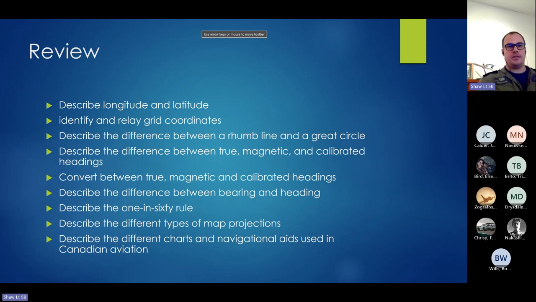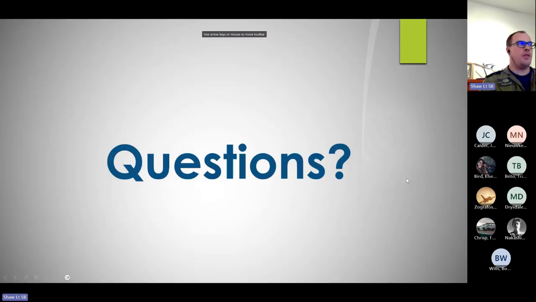Just remember, it's 1 degree in error, so it's not 1 degree in variation. Awesome. And we talked about map projections and navigational aids. Are there any questions about that? All right, it looks like we did pretty well with that.